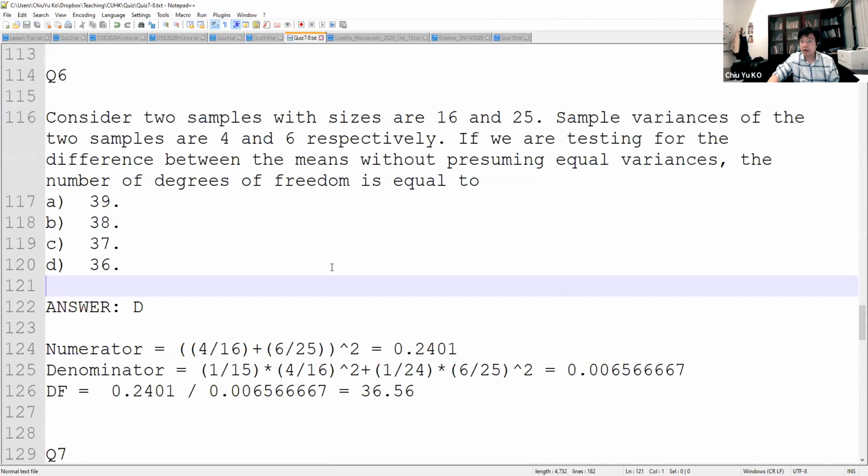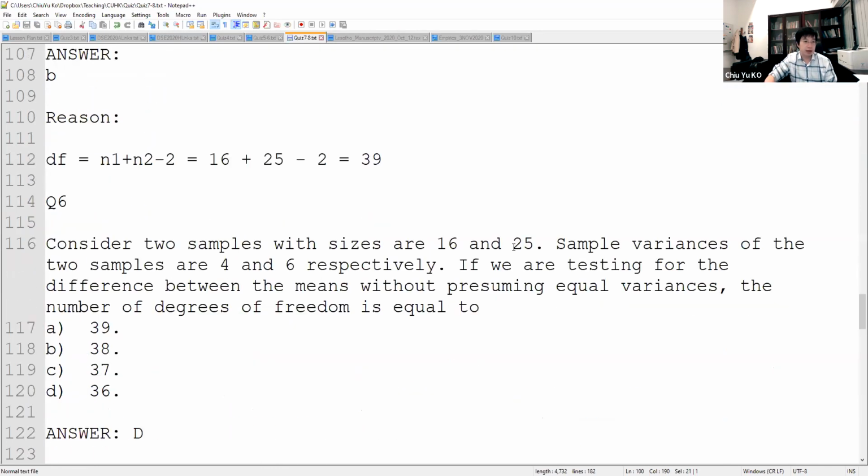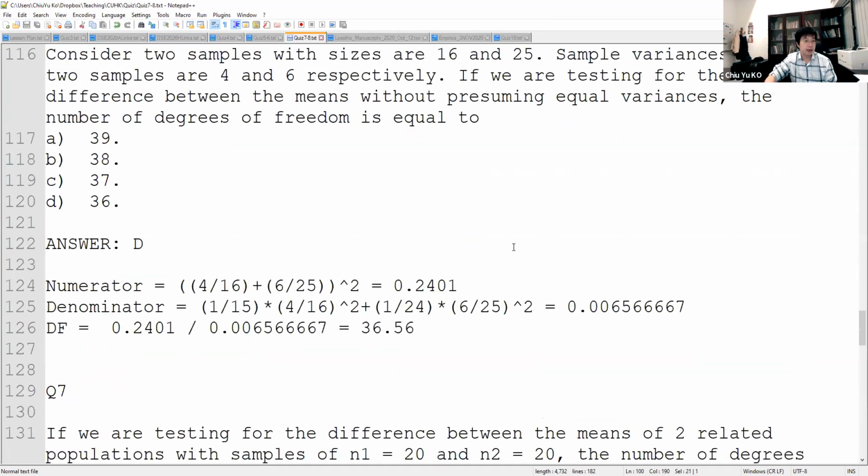Why Q5? No, I'm asking about the pooled variance test. Even though they have different sample variances, you assume they come from the same population, so they have the same variance. When you do sampling, it can be anything. Is that okay? I mean, when you do sampling, it can be anything, but you can assume the underlying is the same.